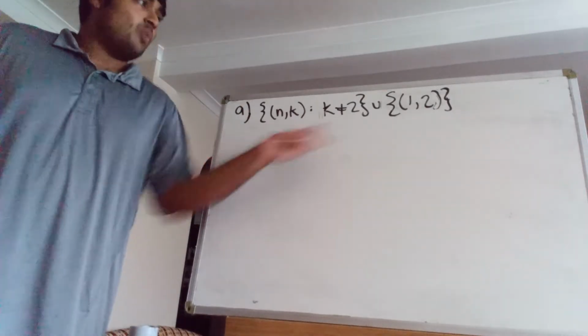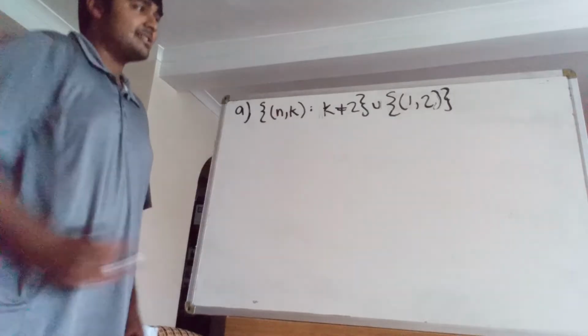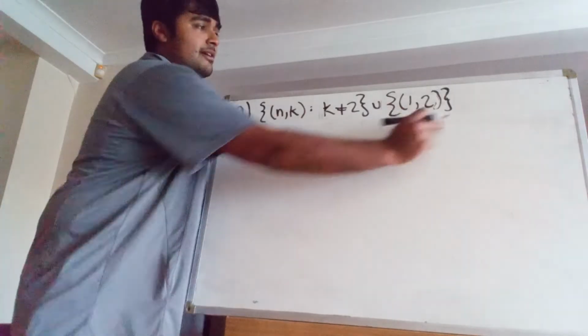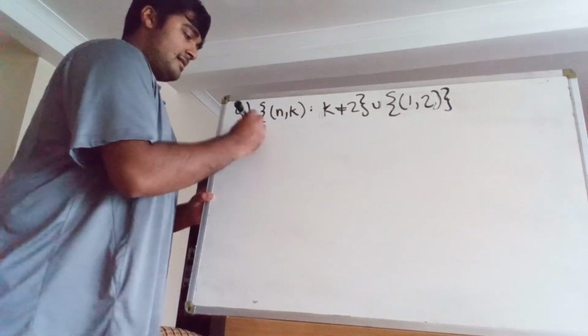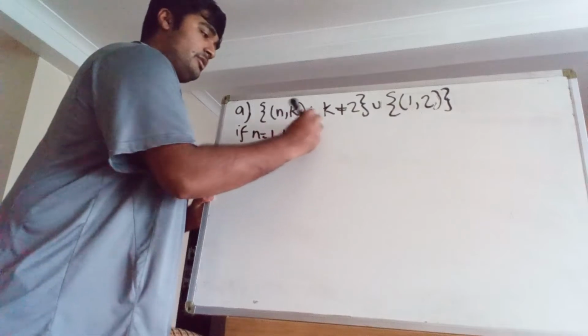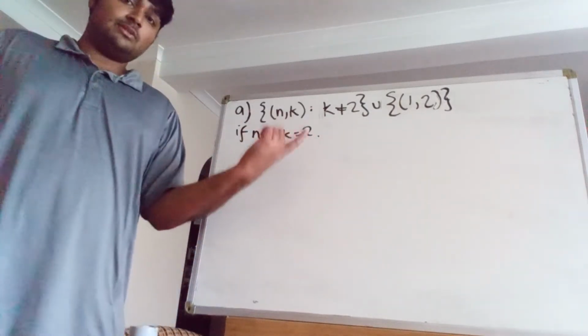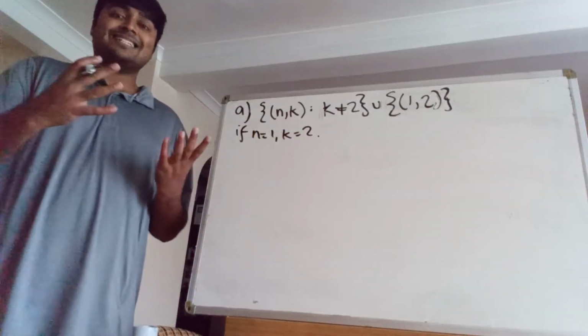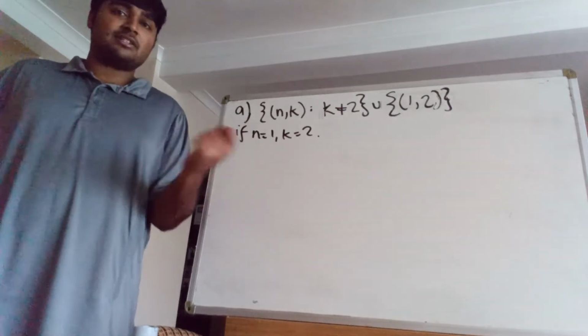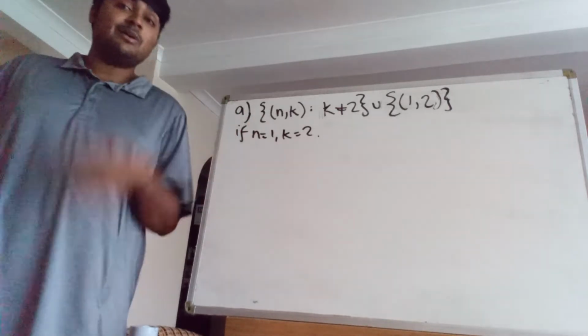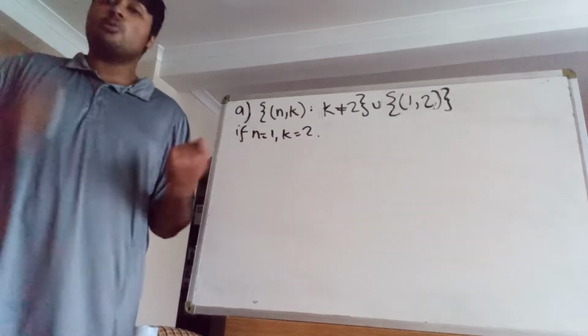So why is this true? Let's deal with the easy cases first. Let's deal with this one here. If n equals 1 and k equals 2, then Alice's code, or Alice's sequence, is going to be either 1 or 2, because n equals 1 as well.